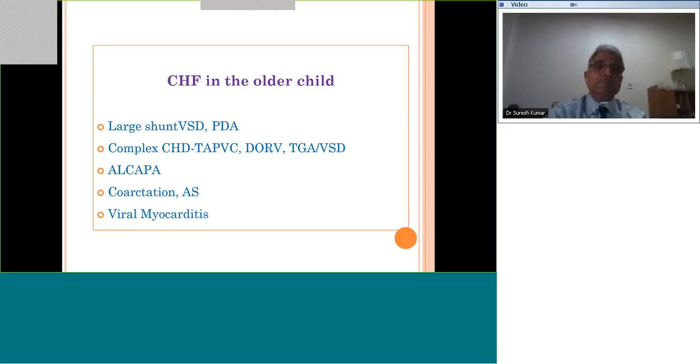Arrhythmias, of course, occur in all the age categories, a sustained SVT or a permanent form of junctional reciprocating tachycardia. These types of sustained arrhythmias could present with heart failure at any age. But if a baby has been all right in the first few months and then presents with heart failure, ALCAPA, coarctation, aortic stenosis, viral myocarditis, arrhythmias, all these should be thought of.